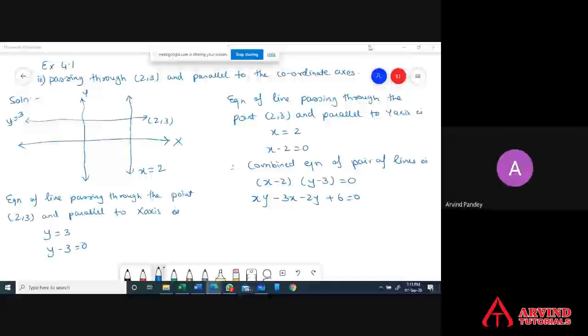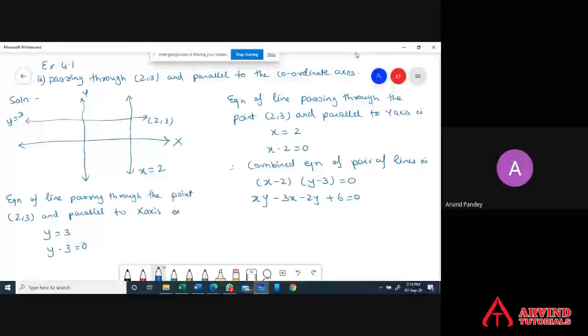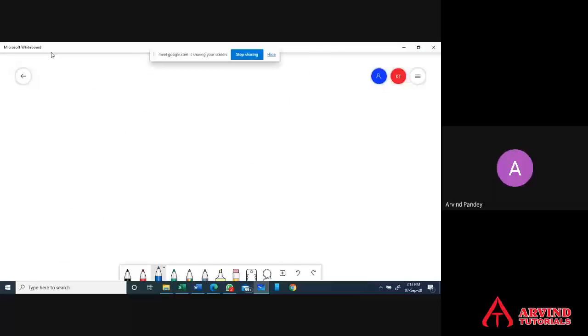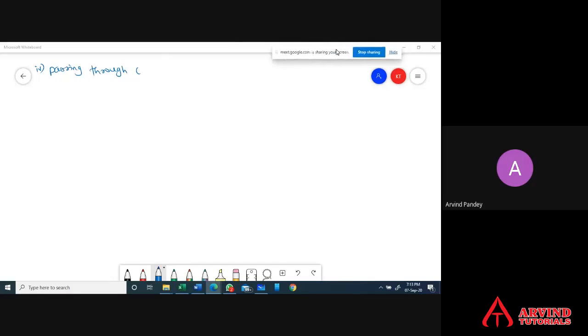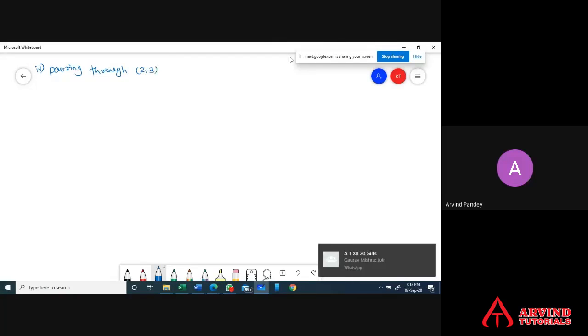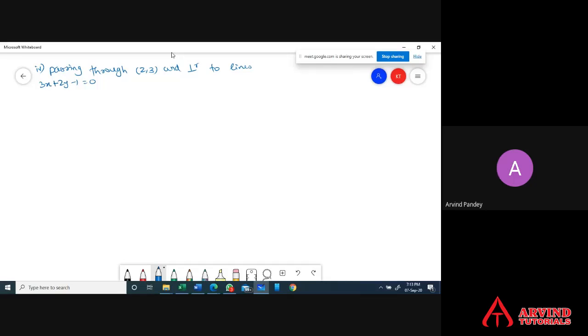Now, your next question. See, in your question number 4, they have told you passing through 2 comma 3 and perpendicular to lines 3x plus 2y minus 1 equal to 0 and x minus 3y plus 2 equal to 0. Okay?